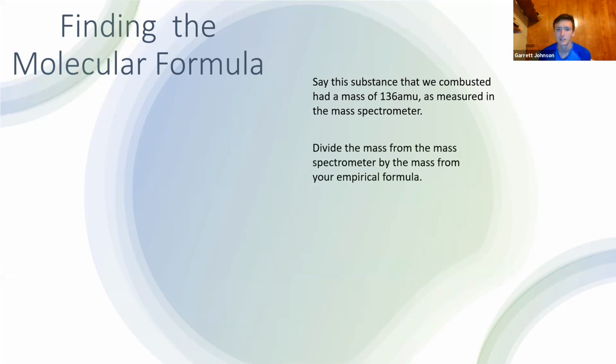So here's what we do. We divide the mass from the mass spectrometer by the mass from your empirical formula. So let's see. Our mass from our empirical formula, you remember, is C3H6O. So C3 would be 3 times 12, 36. H6 would be adding 6, 42.